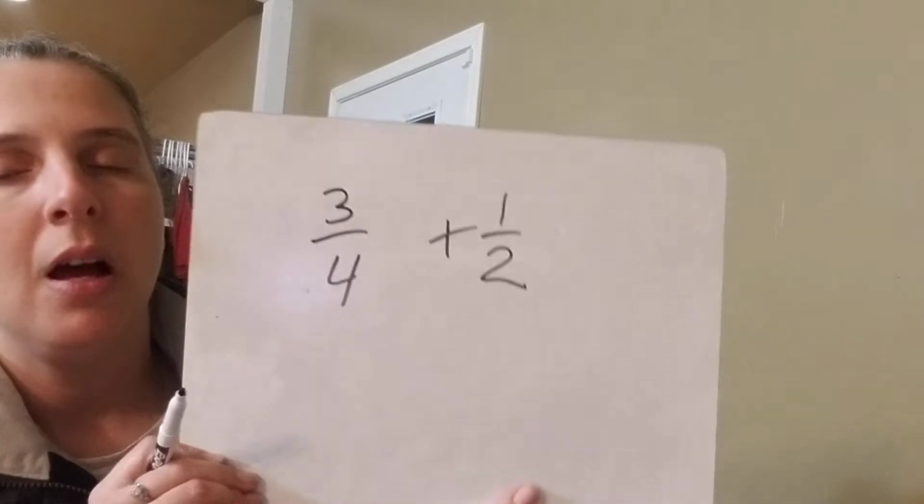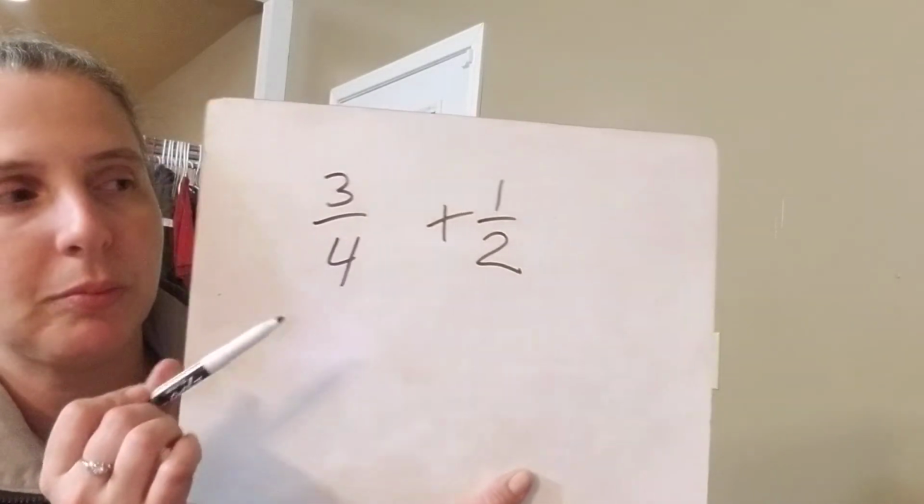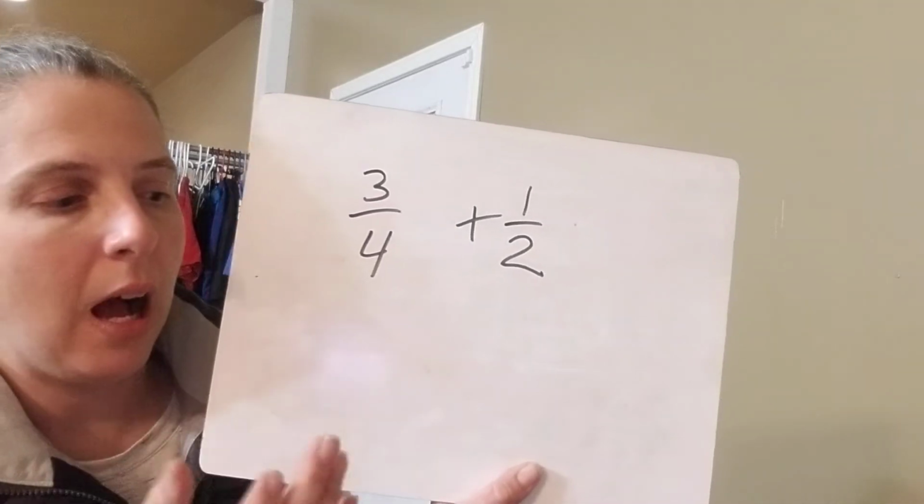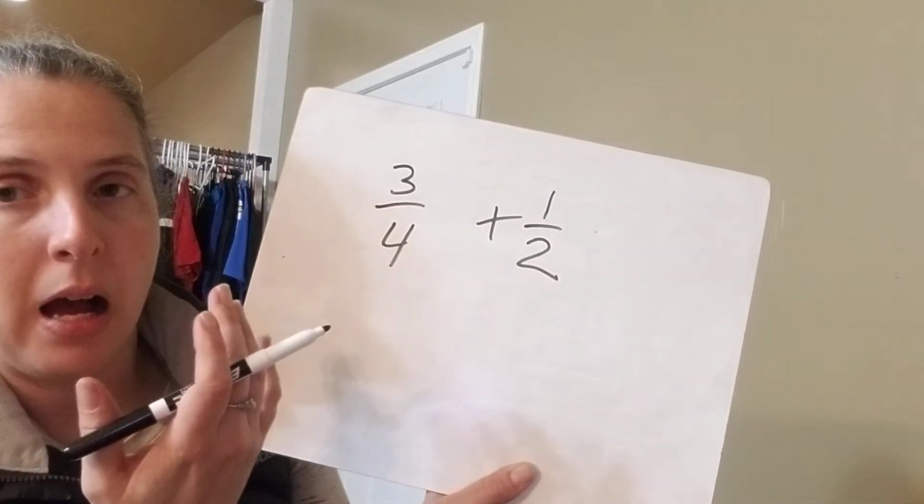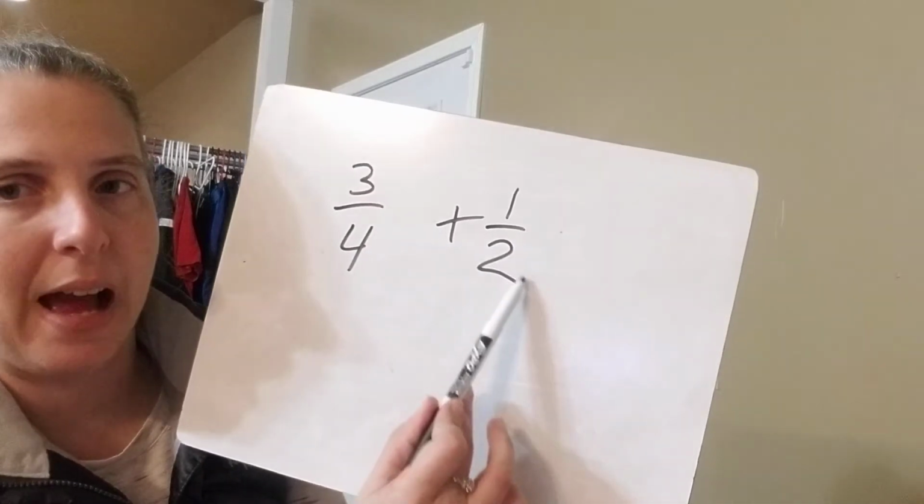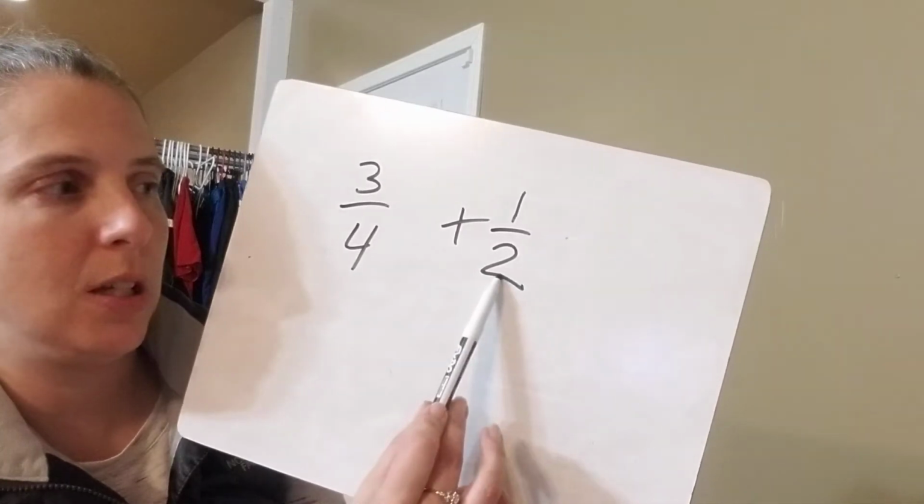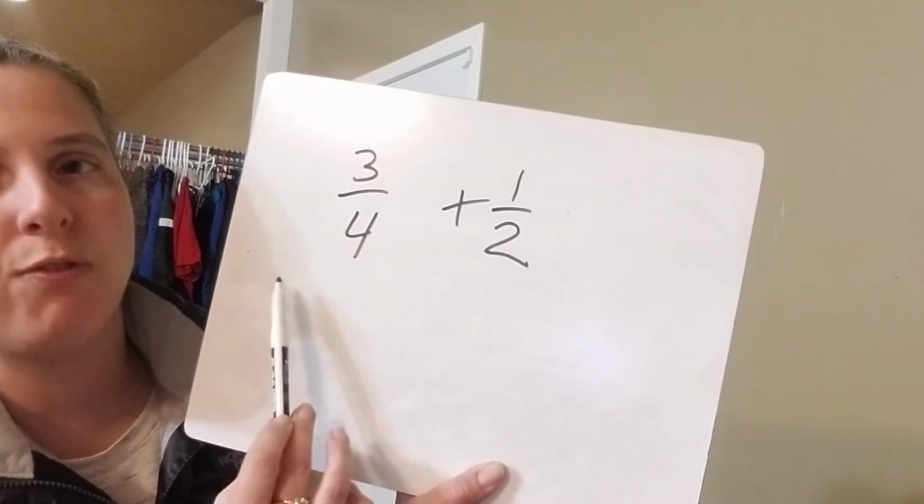All right? You have to have the same denominator. So this is where we're using the multiples. What this is a factor of, okay? So you're thinking, what can this make? What can 2 make? What can 4 make?